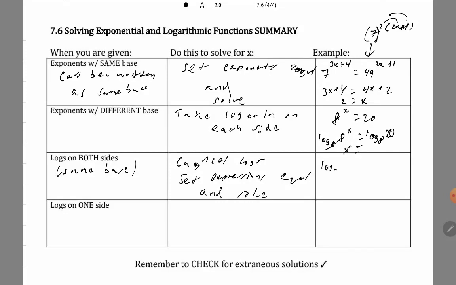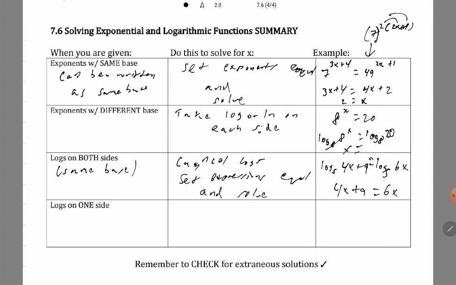So let's say we have log base 5 of 4x plus 9 equals log base 5 of 6x. Then we can just get rid of the logs and we'll be left with 4x plus 9 equals 6x. So if you have the log, with the same base on both sides, then you can just set their insides equal to each other. And then you would solve that.